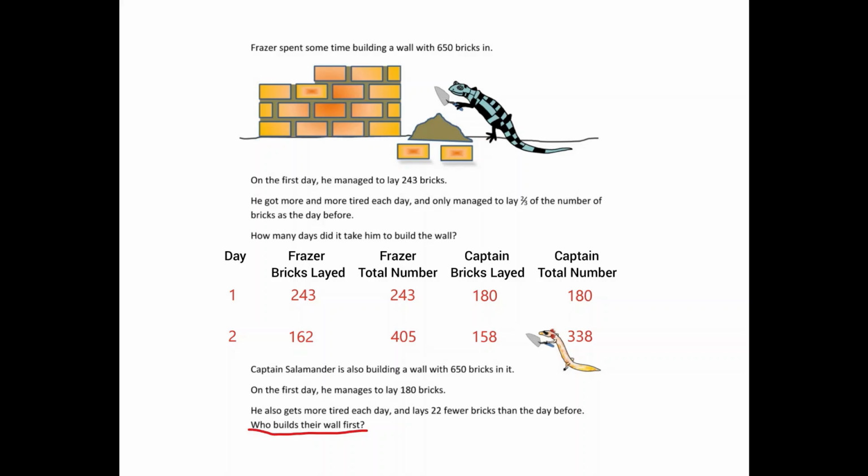It says, who builds their wall first? So who's going to get to 650 bricks? Actually, who's going to get past it first? Is it going to be Fraser or Captain Salamander? So for the bonus activity, I'll let you finish that up, and then tell me who would get to 650 bricks first. You can write that as a complete sentence right down here on the bottom of the space. Tell me who gets to 650 bricks first.